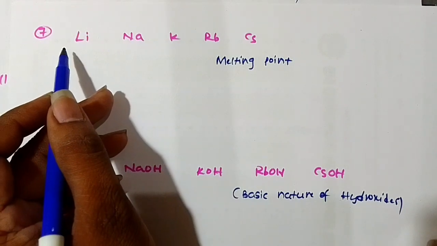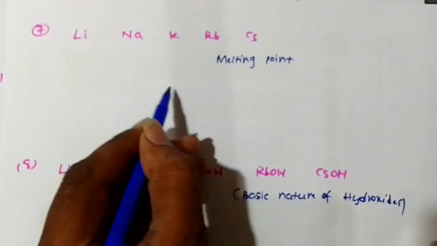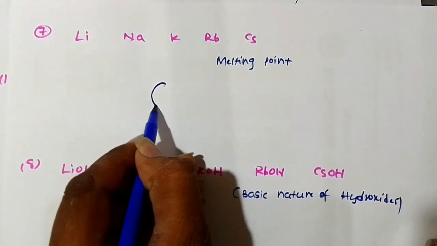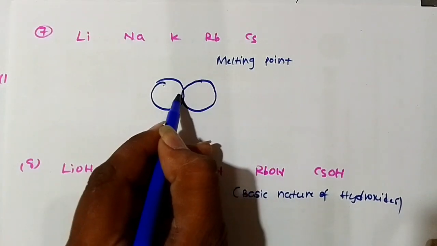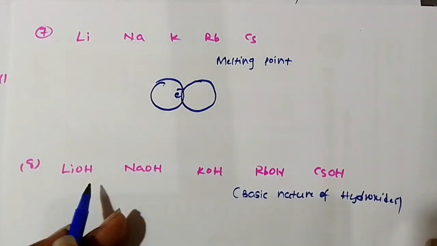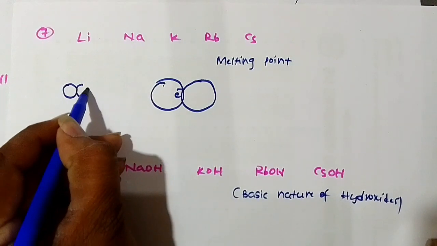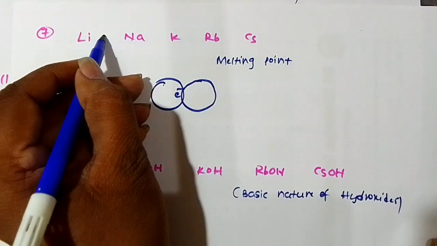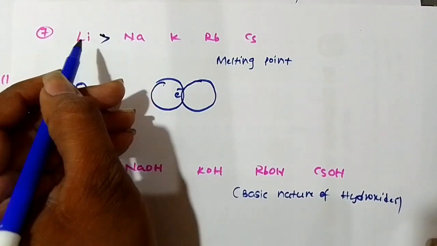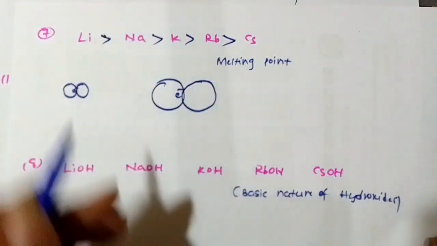Now when we are moving from top to bottom, size increases. Now cesium has more size. Any big size atoms cannot hold properly with one valence electron, but the small size atoms can hold very effectively with one valence electron. Now the melting point order is lithium, followed by sodium, followed by potassium, rubidium, cesium.